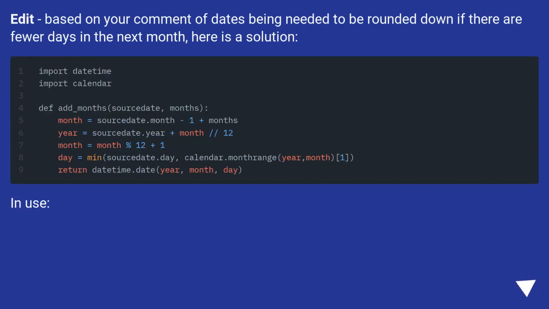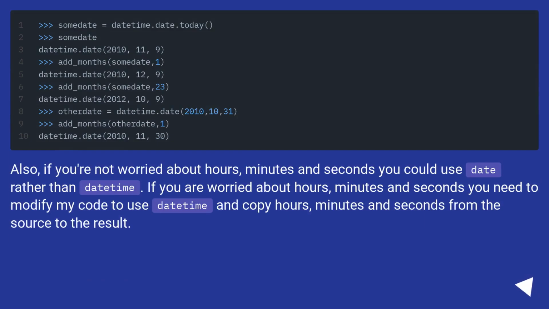Edit. Based on your comment of dates needing to be rounded down if there are fewer days in the next month, here is a solution. In use. Also, if you're not worried about hours, minutes and seconds, you could use date rather than datetime. If you are worried about hours, minutes and seconds, you need to modify my code to use datetime and copy hours, minutes and seconds from the source to the result.